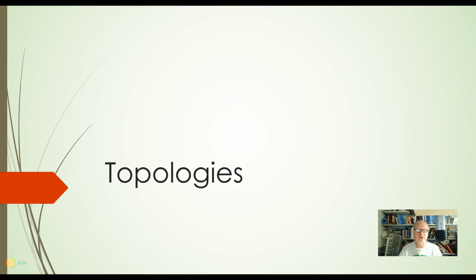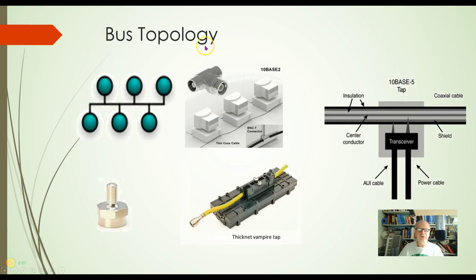And we're just going to take a look now at network topologies, the various ways that we can connect networks physically. The first one is what we call the bus topology. So we used to take a line like a coax cable and run it around the room and then hook our devices onto it. Here's an example of that.